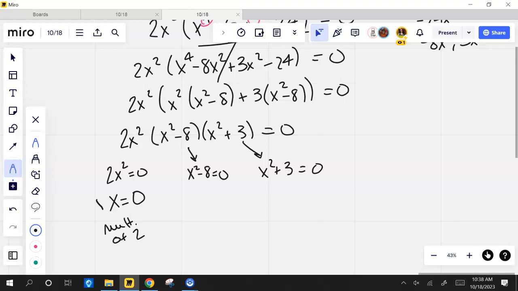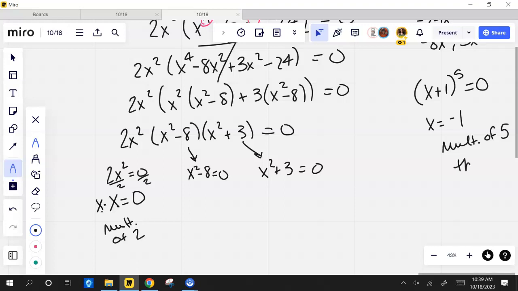Because if I divided both sides by 2, I get x squared equals 0, which is x times x. So it's actually happening twice. It's happening 0 twice. So that's why it's multiplicity of 2. If I had something like this, this would be negative 1, but the multiplicity would be 5. All right, so let's see how we get 6 solutions.